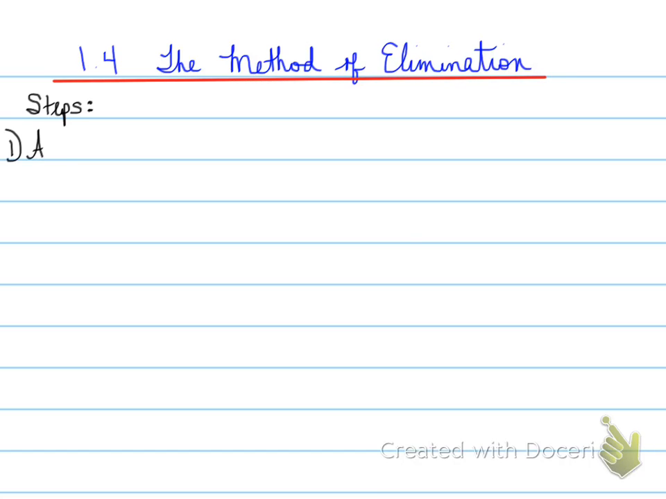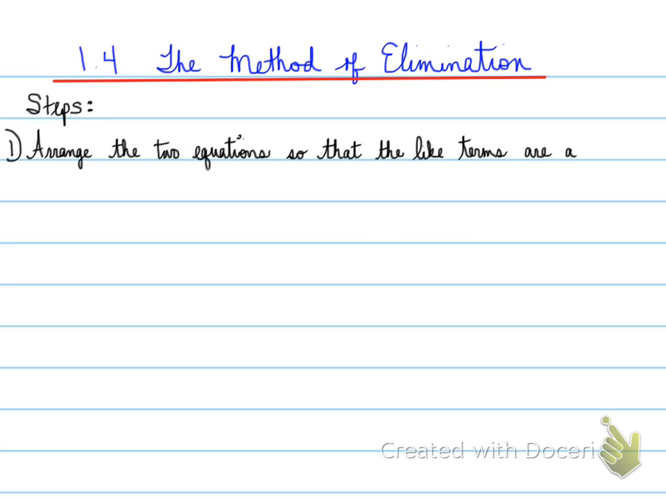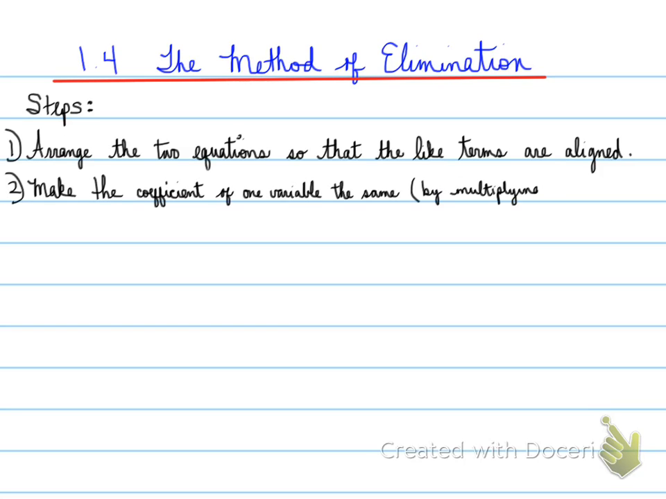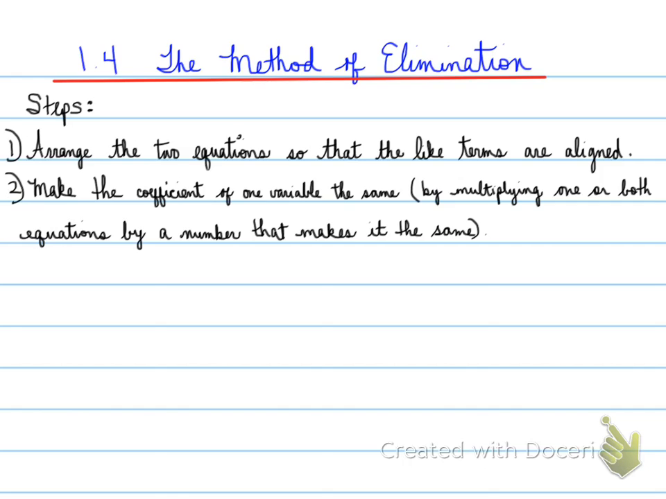First of all, step 1, you're to arrange the two equations so that the like terms are aligned. So the first step is to align the equations. Align is your first step. Step 2 is you're to make the coefficient of one variable the same by multiplying one or both equations by a number that makes it the same. So the second step is to multiply.